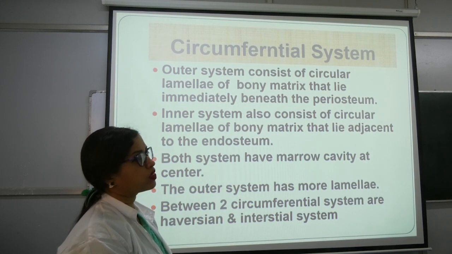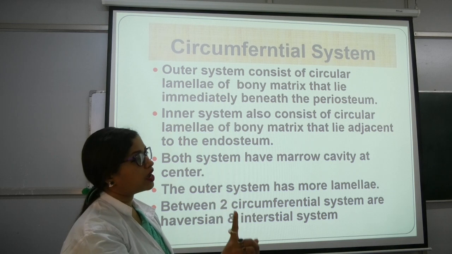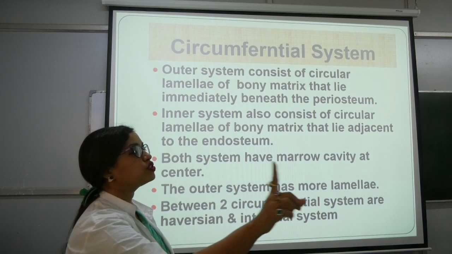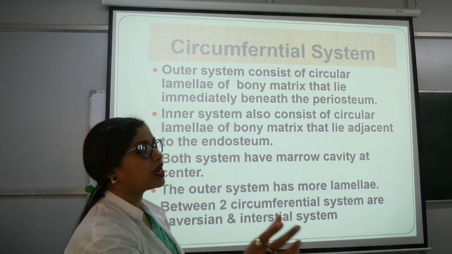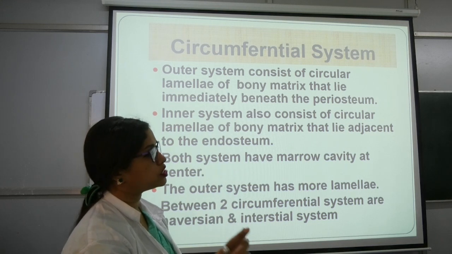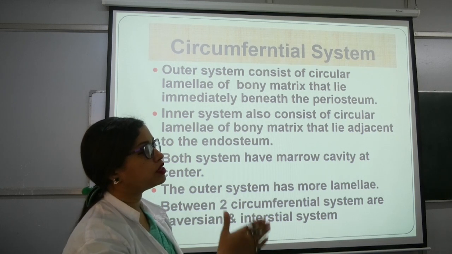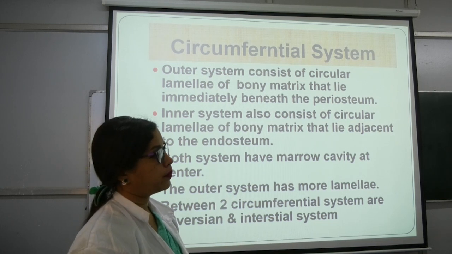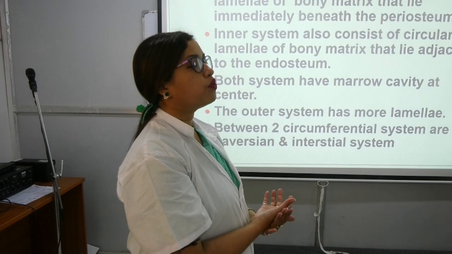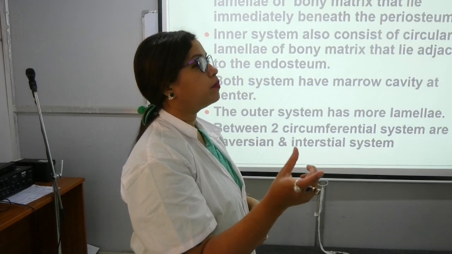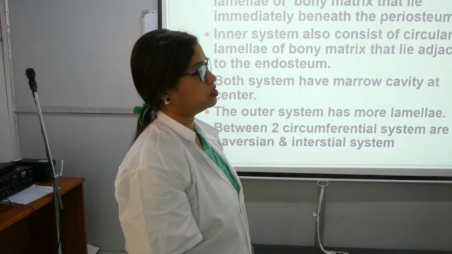Understood? You have the medullary cavity, where you have the endosteal lamina. And most outside you have the periosteum, where you have the periosteal lamina. In between you have two systems: the Haversian system or osteon, and the interstitial system. These two systems are found between the two circumferential laminae. So when you get a cross section of any bone, you get these three things: outside periosteal lamina, endosteal lamina, and in between the Haversian system and interstitial system. Okay.